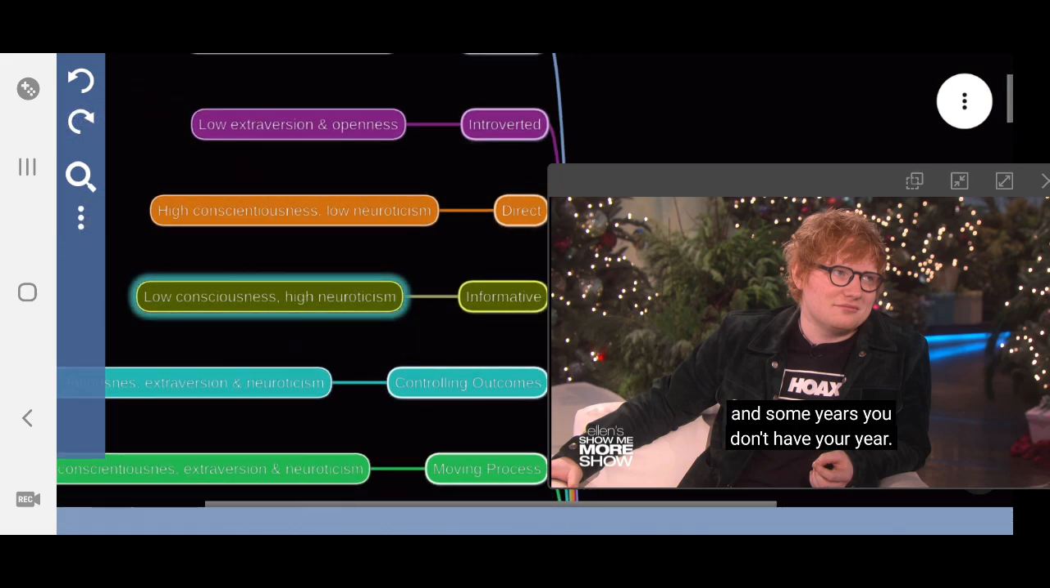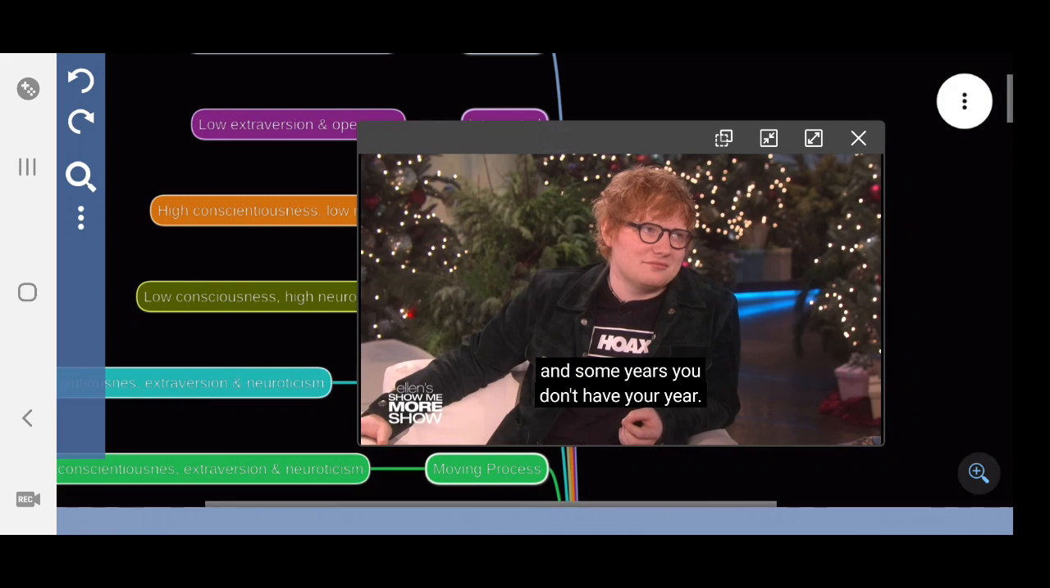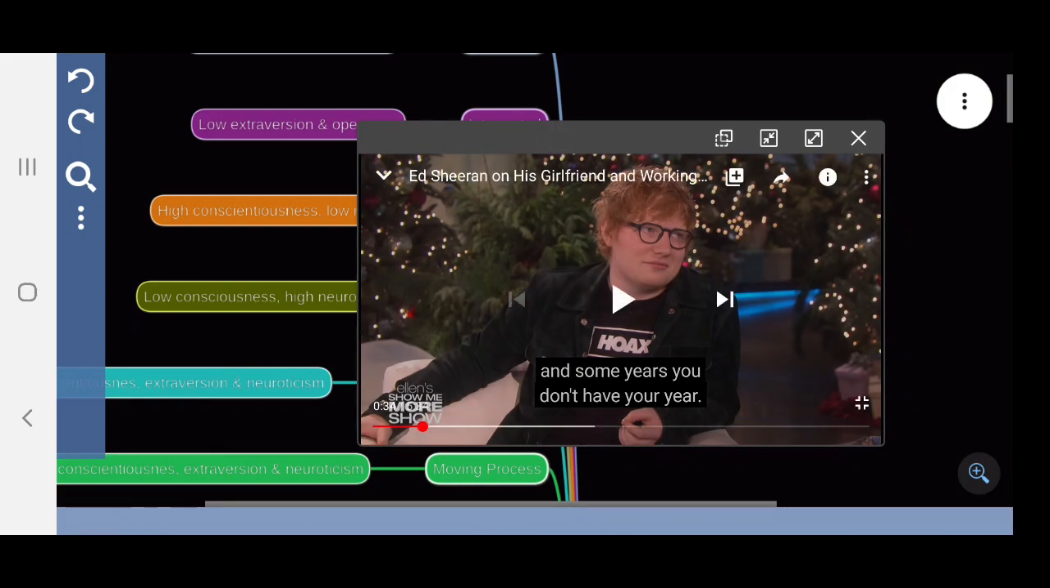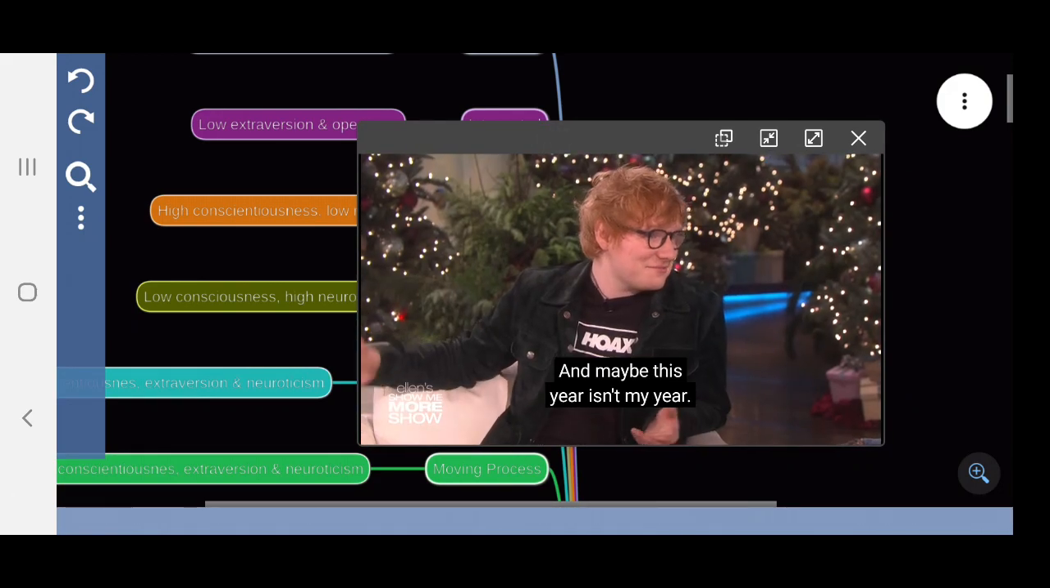Someone with low conscientiousness and high neuroticism can actually seem informative. I could see that, but I don't see that he has low conscientiousness. Perhaps he looks really messy. Yeah, I could rather say that he kind of looks messy, or looks like he has low conscientiousness.